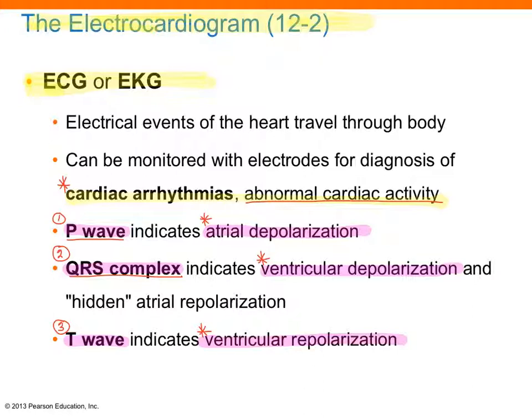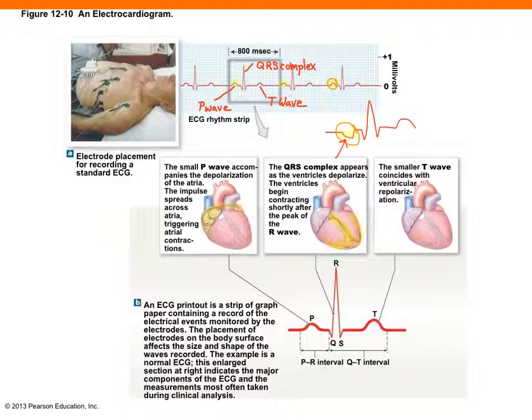An EKG measures the P wave, that's atrial depolarization, the QRS complex, that's ventricular depolarization, and the T wave, which is ventricular repolarization. These images illustrate the P wave, the QRS complex, and the T wave, and this is an EKG strip or an EKG reading. And this shows you the P wave with the depolarization of the atria, the QRS complex with the depolarization of the ventricles, and then the T wave with the repolarization of the ventricles.